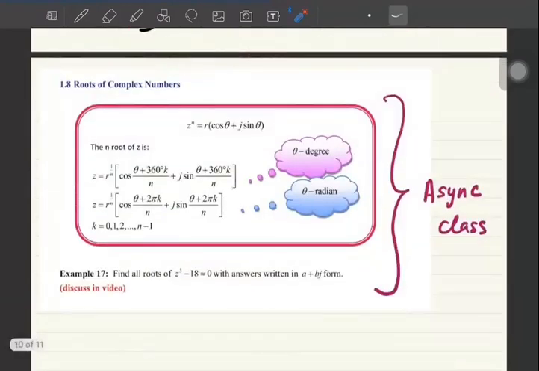So for the last one here, roots of complex number. This one is also for your asynchronous class. For pertanian malam ni lah. For another class will be on Tuesday. Okay.